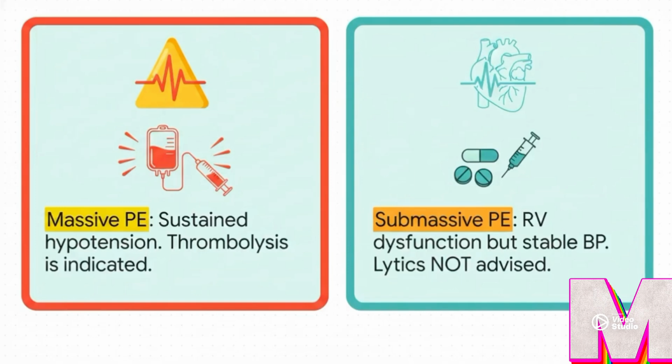But a submassive PE? That's a lot trickier. The blood pressure is stable, but the heart is still straining. In these cases, experts generally say to hold off on the heavy clot busters, opting for standard blood thinners instead to avoid dangerous, sometimes fatal bleeding complications.